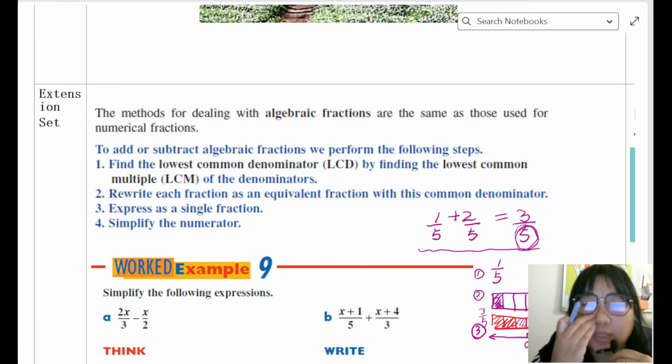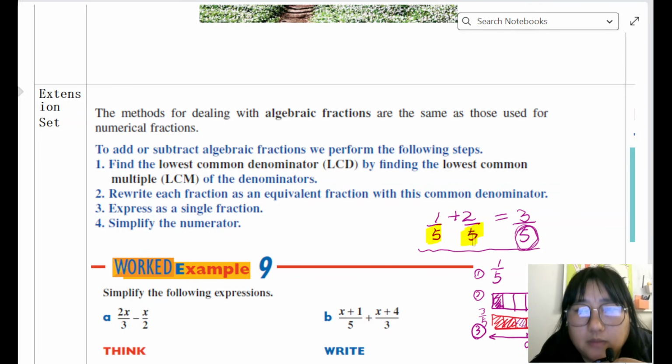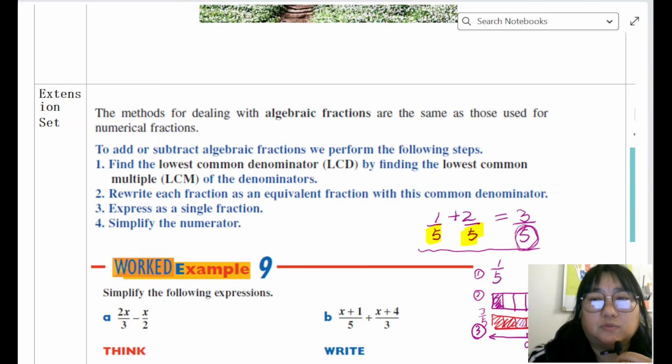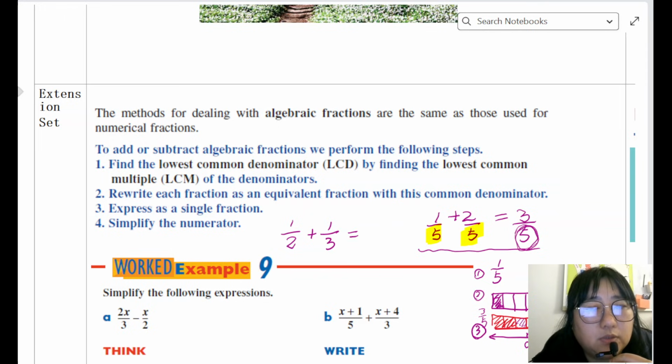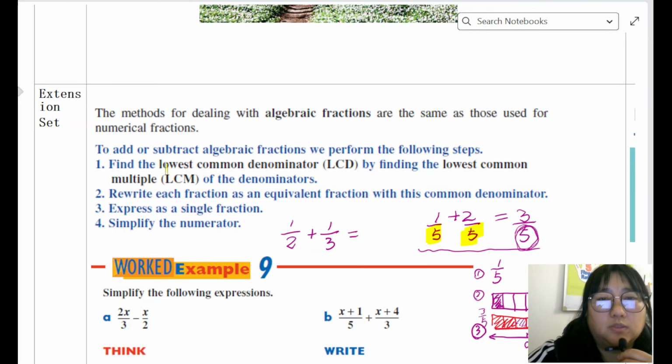So now, when we're talking about adding or subtracting algebraic fractions, we also follow the same way. What's the same way? We always want them to have the same value, or same denominator. So that is the idea. In primary school, if we have different denominators, what are we going to do? For example, 1/2 plus 1/3. We will find the lowest common denominator. And what is the lowest common denominator? It means the same thing as the lowest common multiple.